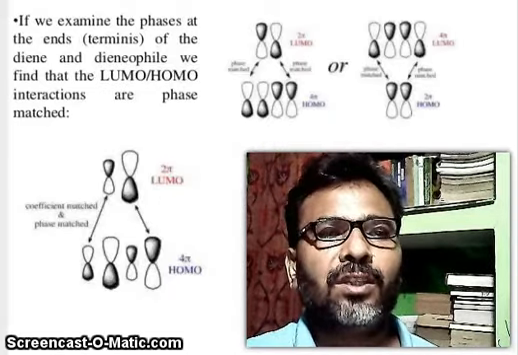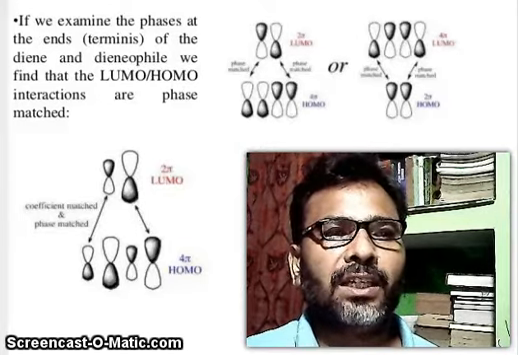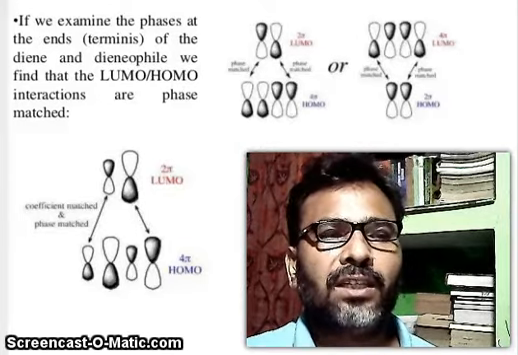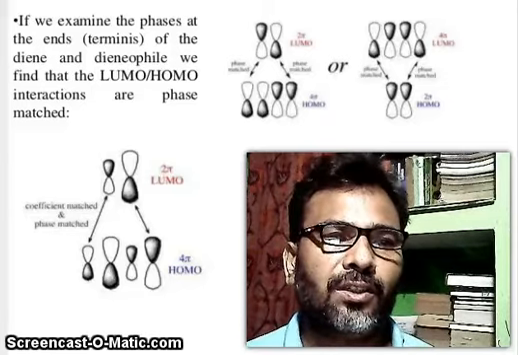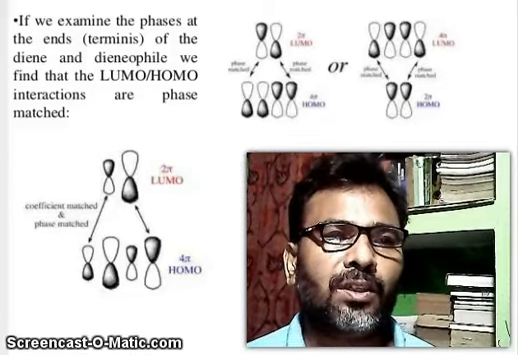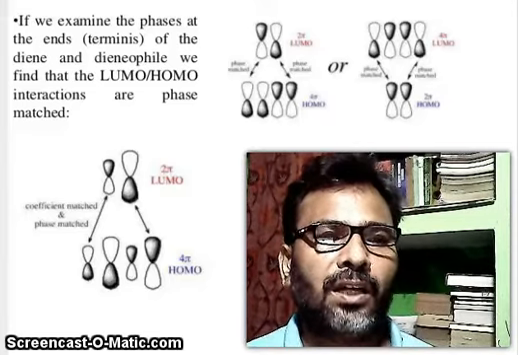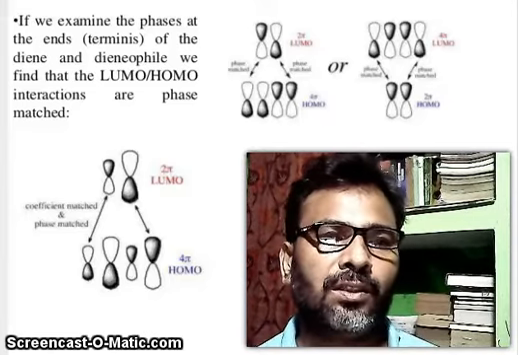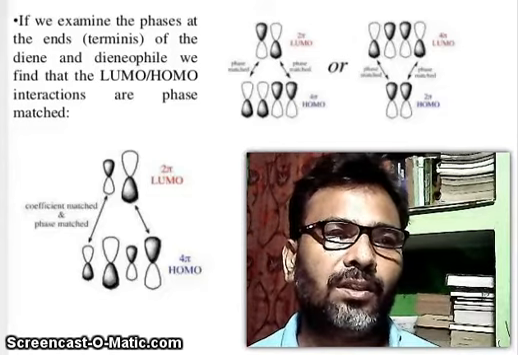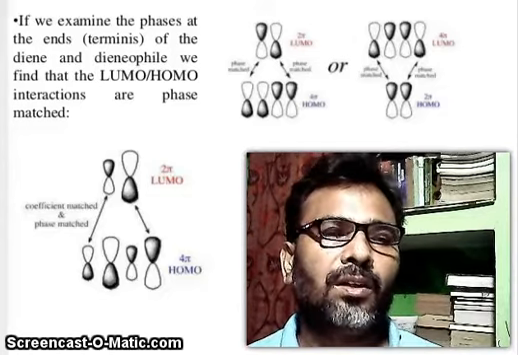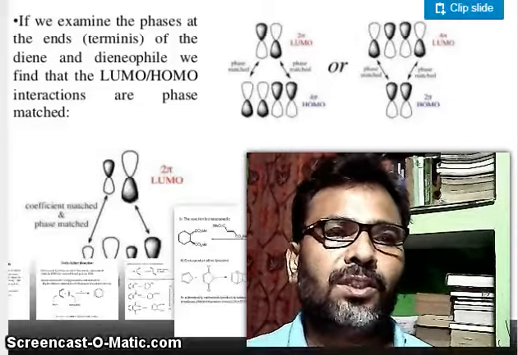Now, if you examine the phases at the ends, the termini of diene and dienophile, we find that the LUMO-HOMO interactions are phase matched. So LUMO is psi2 and HOMO is psi2 in the alkene. So this is matching.